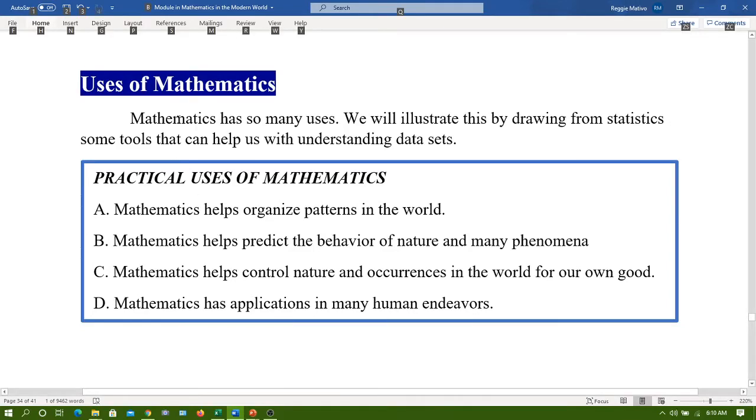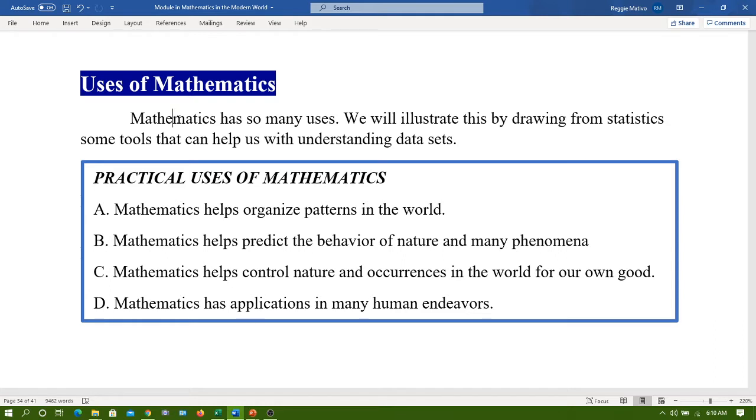Let us begin with the uses of mathematics. So, this is the last part of this module. Mathematics has so many uses. We will illustrate this by drawing from statistics, some tools that can help us with understanding data sets.